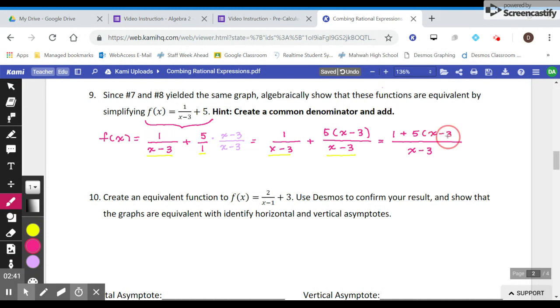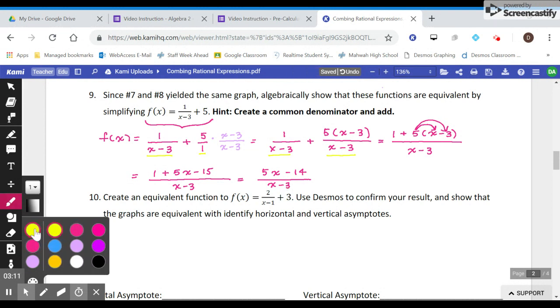And in the next step, I can simplify all of that. So that's equal to, again, one fraction, all over x minus 3. 1 plus, and this 5, I'm going to distribute to both the x and the negative 3. So 1 plus 5x minus 15. And in your last step here, all you have to do is combine any like terms. I only have the 5x term, and then 1 minus 15 is minus 14, so 5x minus 14 over x minus 3.